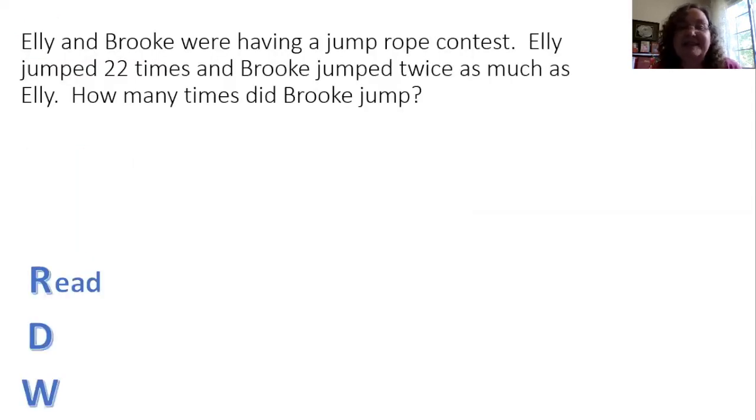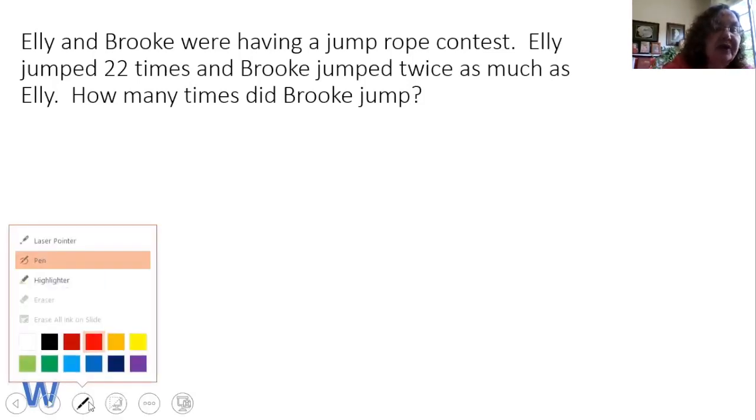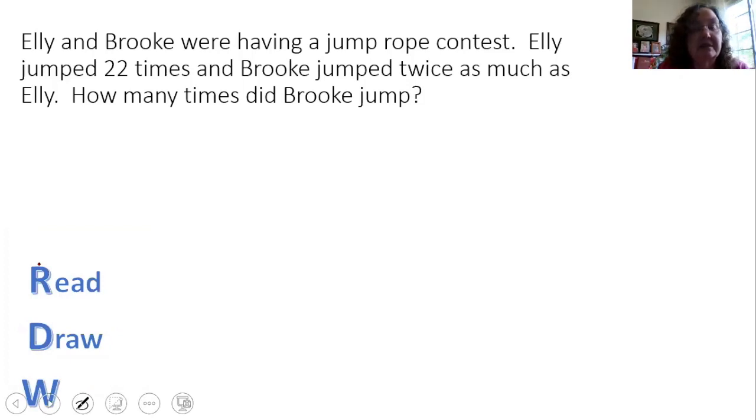Read along with me. Ellie and Brooke were having a jump rope contest. Ellie jumped 22 times and Brooke jumped twice as much as Ellie. How many times did Brooke jump? Now, can you picture that in your head? There are two girls jumping rope and one jumps longer than the other. Okay, so now let's draw a picture.